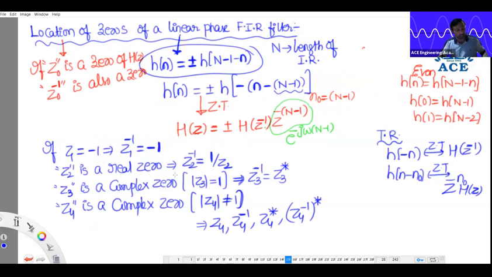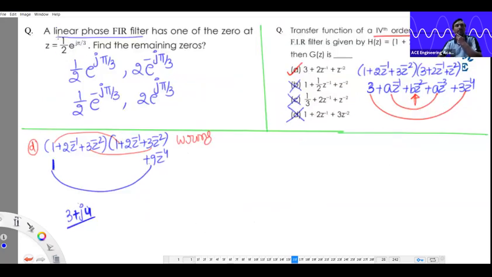If I want to take a real zero, like 2, then Z minus 2 equals 0, and if I assume that, 1 by 2 is the answer. If I want to take a complex zero with magnitude 1, like J, then J and minus J are the other answers. If I want to take a complex zero with magnitude not equal to 1, like the problem we solved, it is a complex zero with magnitude 1 by 2, which means not equal to 1. The set is the original root, its inverse, and the conjugation of them.